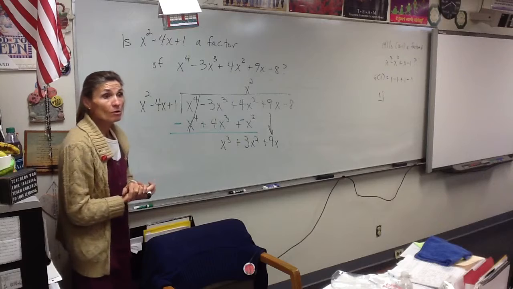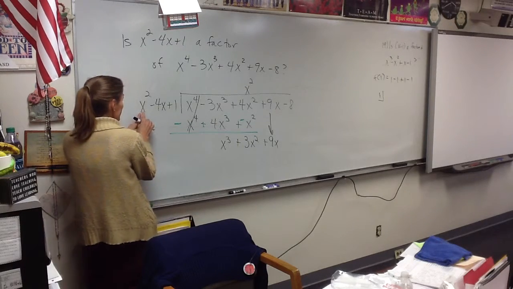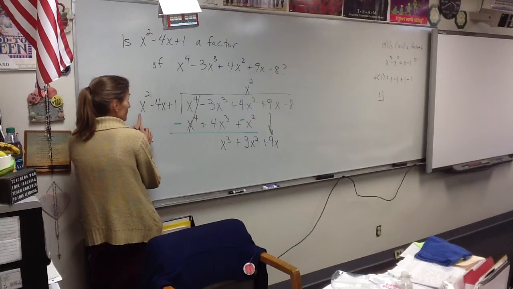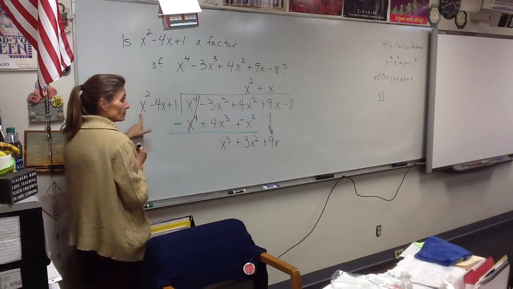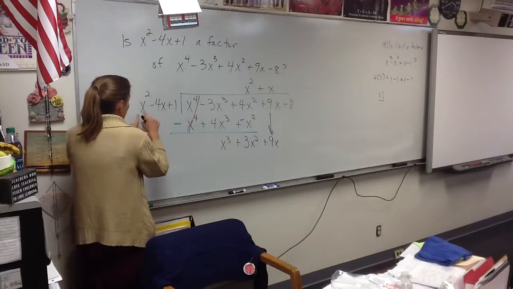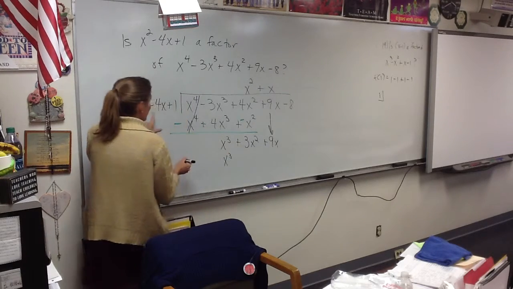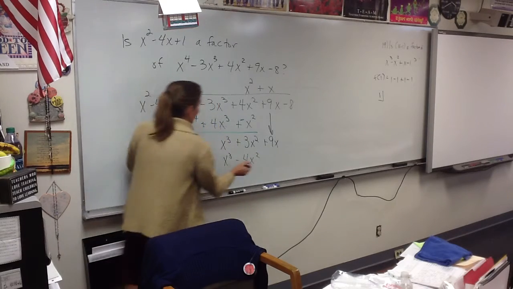And I'm going to start all over again. What do I have to take times this x squared to get this x cubed? X to the first. Just an x. So I'm going to put plus x. Now I'm going to take that x times each of these. So that's x cubed minus 4x squared plus x.